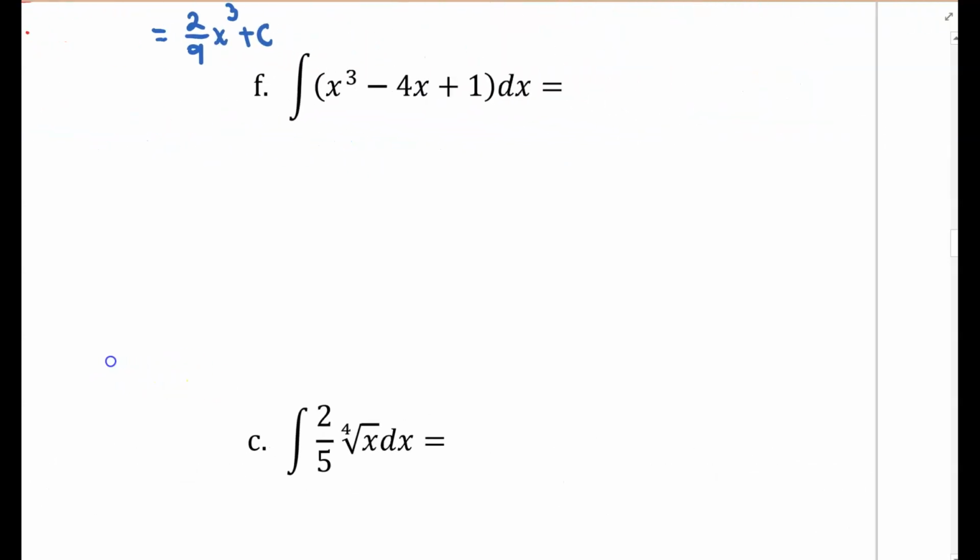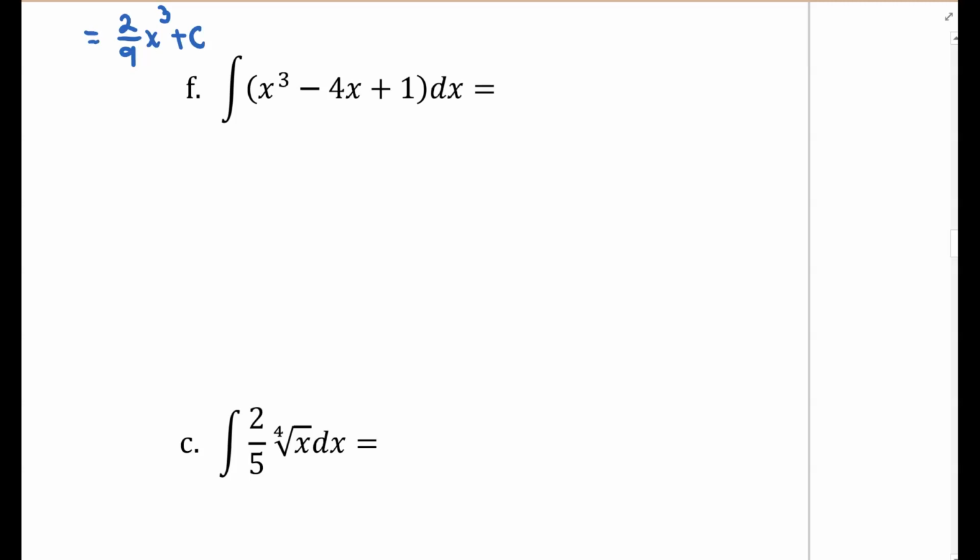All right. F. Here I have the integral of x cubed minus 4x plus 1 dx. And this brings us to a property. If I'm going to integrate this whole entire thing, I want to break it up, and I want to do it separately. I'm going to take the integral of each component. So the integral of x cubed dx plus, actually I guess minus the integral of 4x dx plus the integral of 1 dx. So I can take the integral of each piece, and this is a property that we'll formally define later.